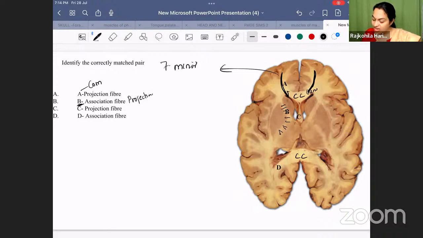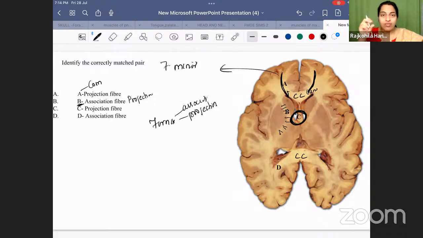C, what is C? C is fornix, right? That's the fornix. Fornix is, of course, a projection fiber. It is also an association fiber. Fornix is projecting from, where?